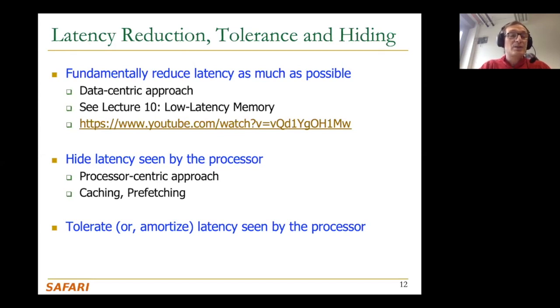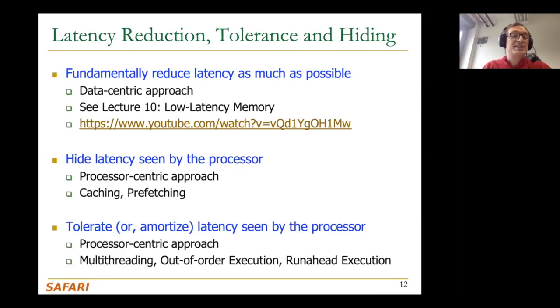Right? Okay, and finally, tolerating or amortizing the latency seen by the processor. This is fundamentally different from hiding the latency. Well, I guess people use hiding latency in this case also, but I like using the term tolerating latency. But basically, in this case, you're not reducing the latency of the request seen by the processor, but you're really amortizing the cost of each request, let's say. Basically, you're overlapping different requests using multi-threading, out-of-order execution, and run-ahead execution.